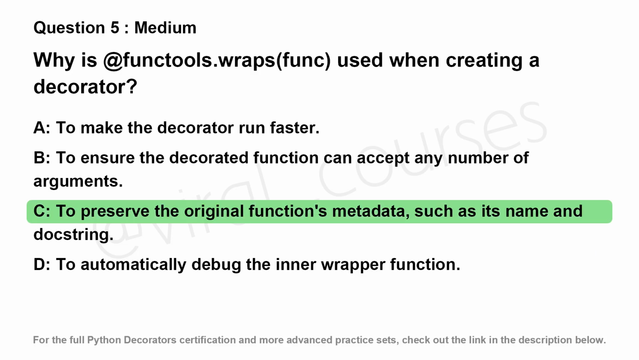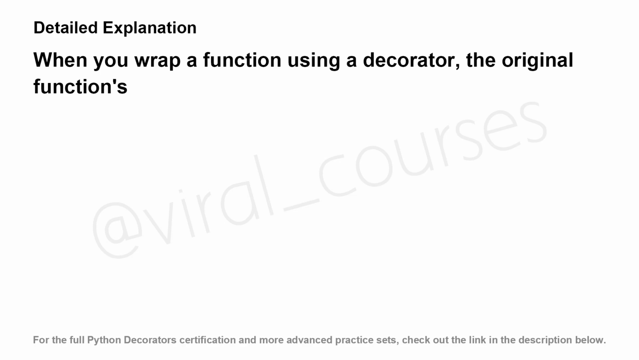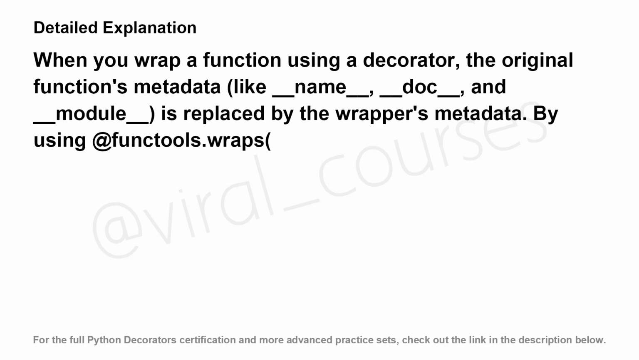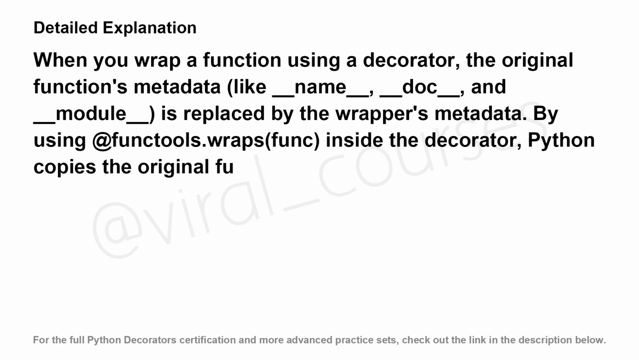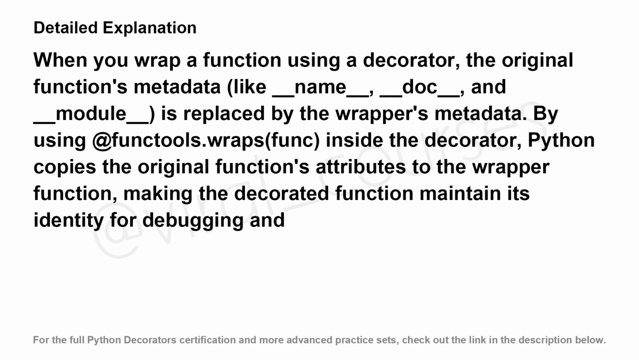The correct answer is C. When you wrap a function using a decorator, the original function's metadata, like __name__, __doc__, and __module__, is replaced by the wrapper's metadata. By using @functools.wraps(func) inside the decorator, Python copies the original function's attributes to the wrapper function, making the decorated function maintain its identity for debugging and documentation purposes.